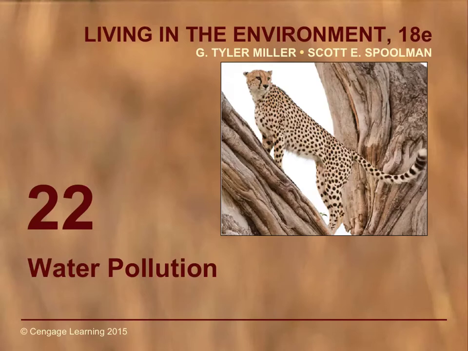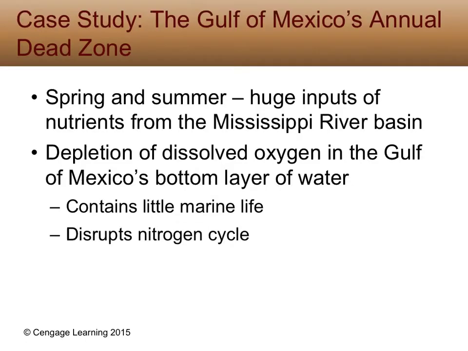Chapter 22 will focus on water pollution in AP Environmental Science, so let's dive in. First thing is the Gulf of Mexico's annual dead zone, also known as a hypoxia zone, because it screws up the oxygen. The Mississippi River Basin, think about it, goes almost all the way over to Idaho, all the way through Pennsylvania, and parallels the Mississippi Basin.